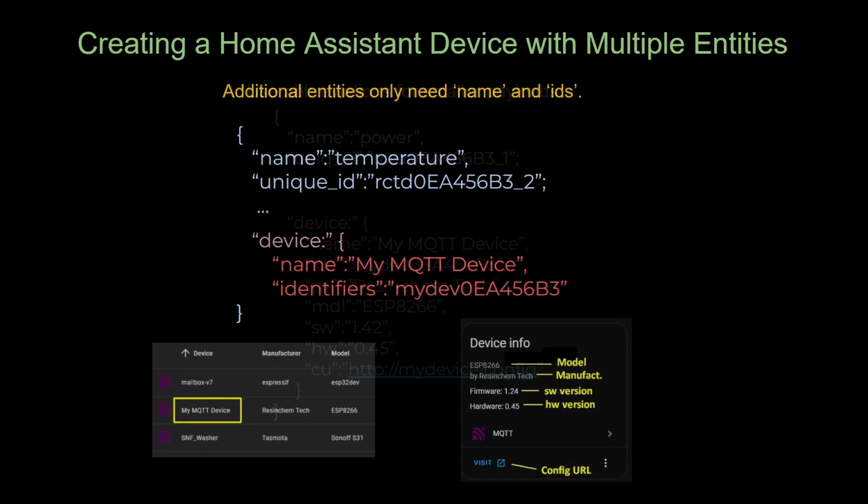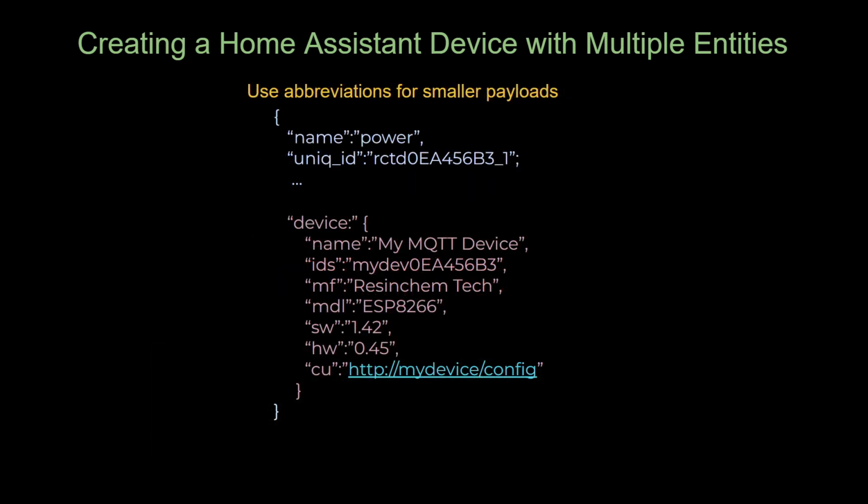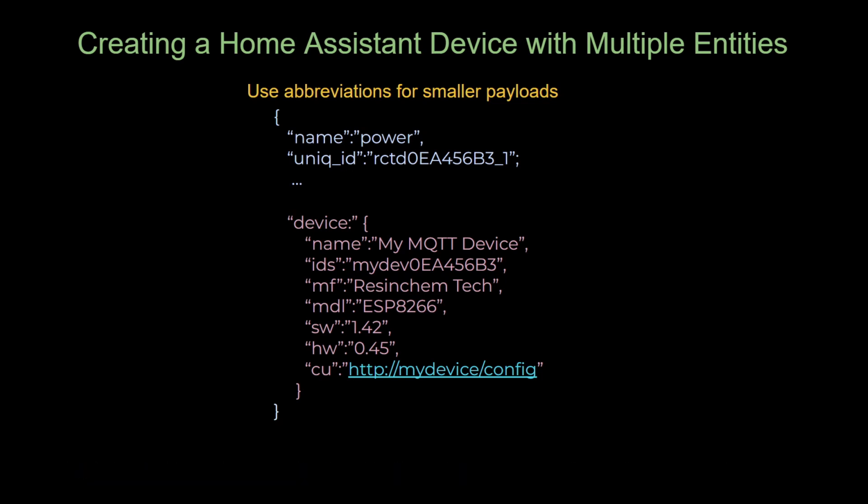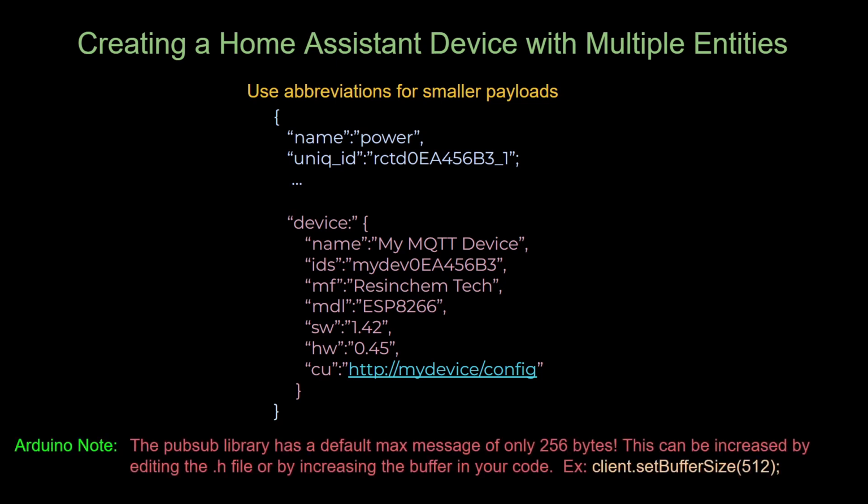There's one other thing to note here. Most of these keys in your key value pairs for your JSON accept abbreviations. And the reason why this is important is these payloads can actually get pretty big, and that means your message size is going to get pretty big. Now, MQTT itself, the specification in most brokers will allow a message size of up to 256 megabytes. But as I discovered, and if you're using Arduino, note that the pub/sub library defaults to only having a maximum message size of only 256 bytes.